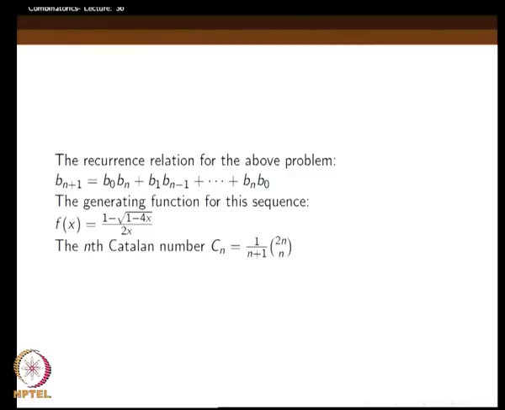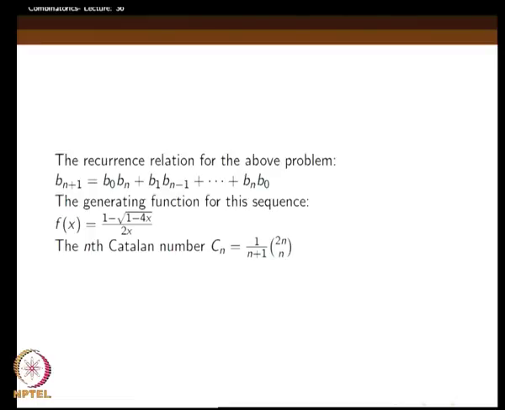The generating function is 1 minus root of 1 minus 4x by 2x, though we got two solutions when we solved the quadratic equation. It was 1 plus or minus root of 1 minus 4x by 2x, but we saw that if we take 1 plus root of 1 minus 4x by 2x, then all these b i's will become negative numbers. That is not a reasonable thing to do, right, because we are counting something and we want positive integers as answers. So, we selected this 1 minus root of 1 minus 4x by 2x as the solution.